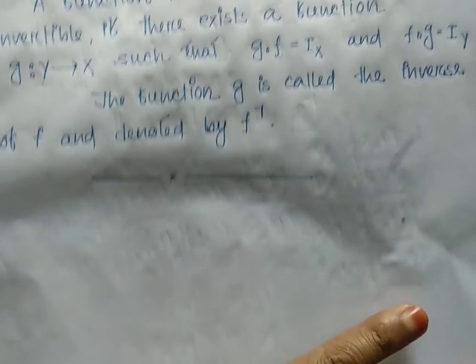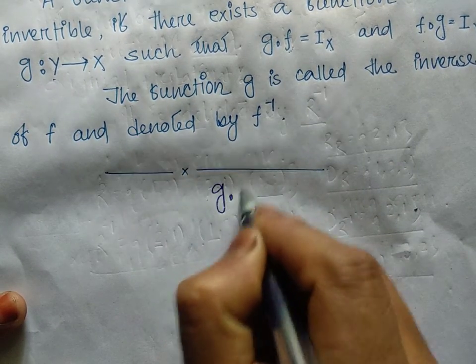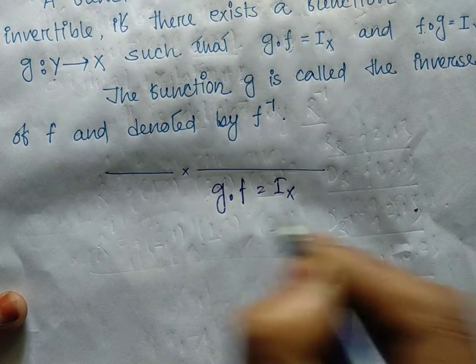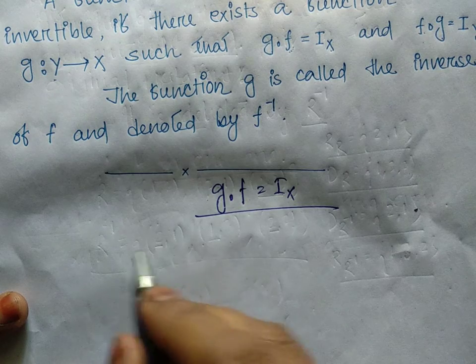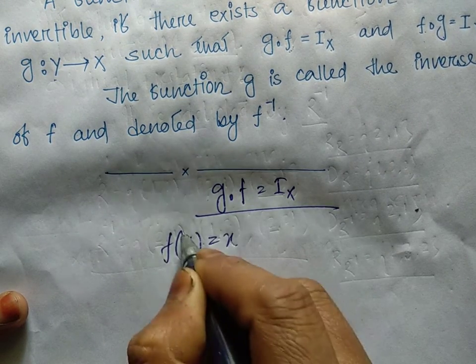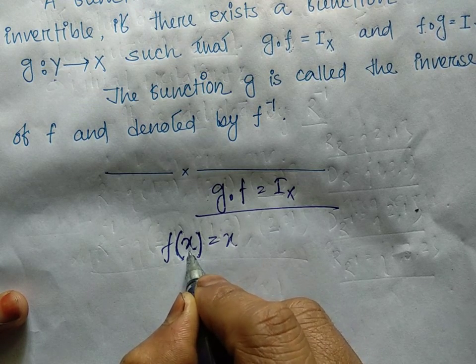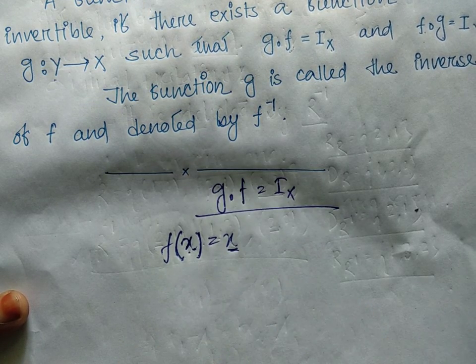Now what is the meaning of g∘f and f∘g? What is the meaning of g∘f equal to identity of X? Identity function means what? A function f is said to be identity if its domain and range elements are always equal. That means if the domain element is x, then its range element will also be equal to x.